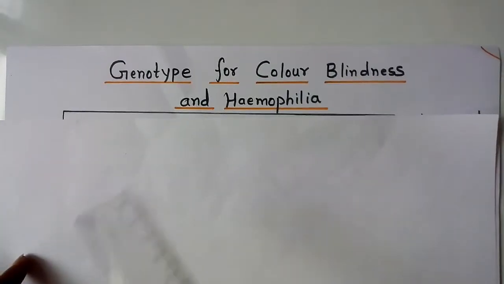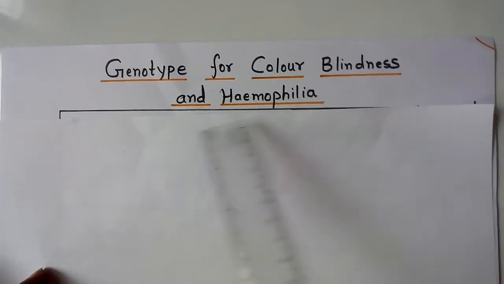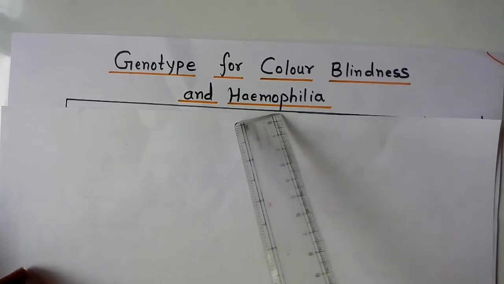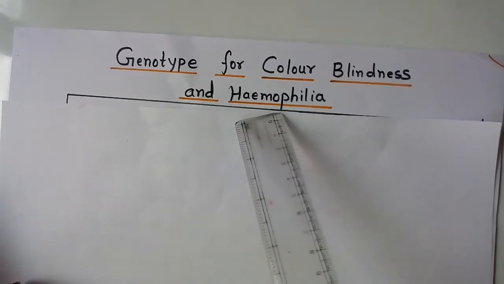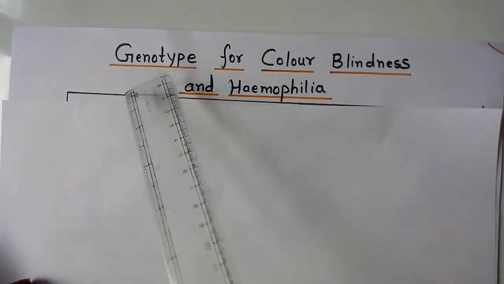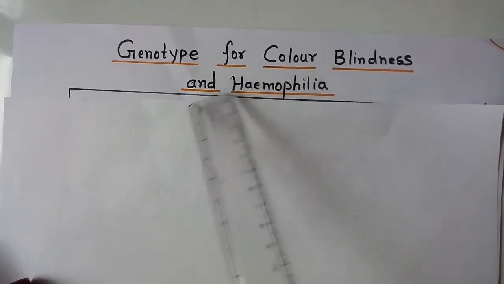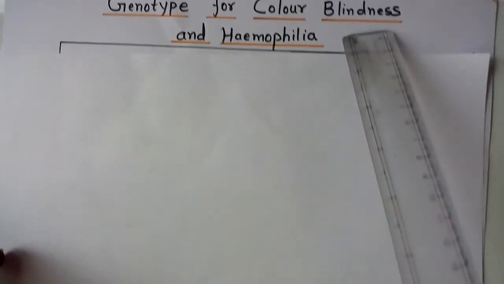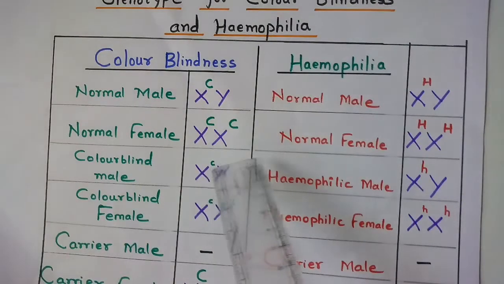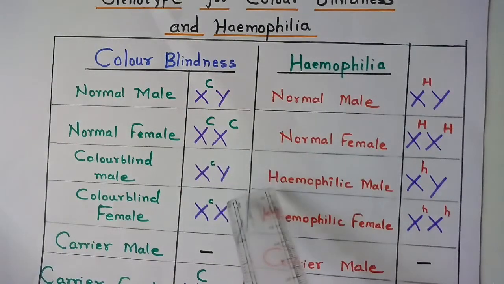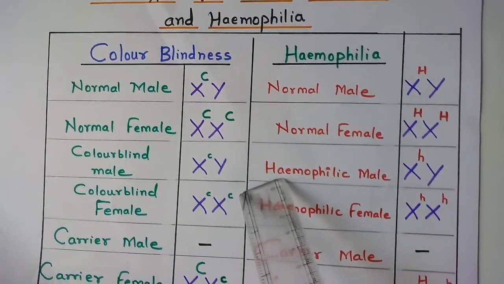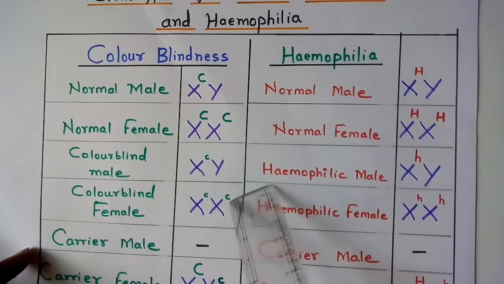Let's take a short review on genotypes for color blindness and hemophilia. I have tried to make it a little bit easier and simpler to avoid confusion between the genotypes for color blindness and hemophilia. This is the chart which shows genotypes for these two disorders or diseases, which are X-linked diseases.